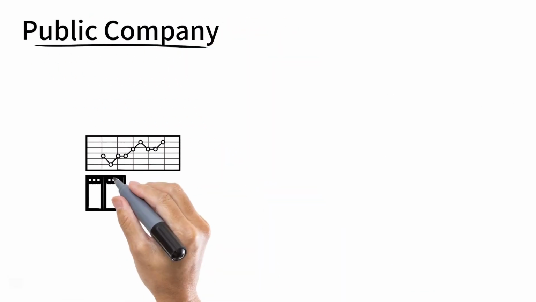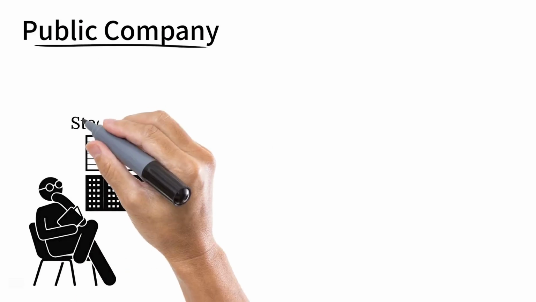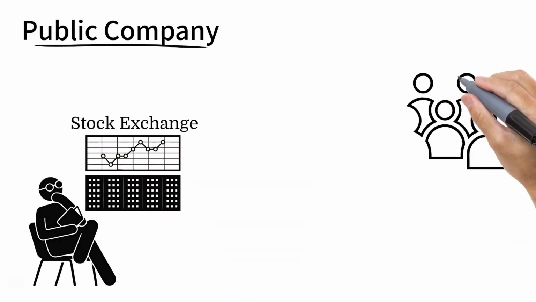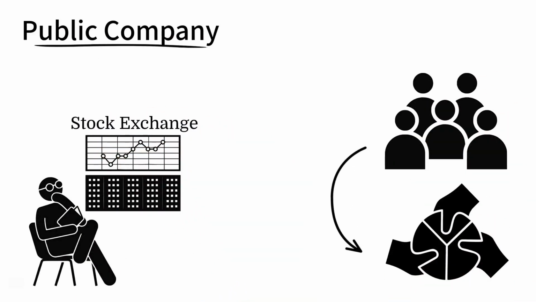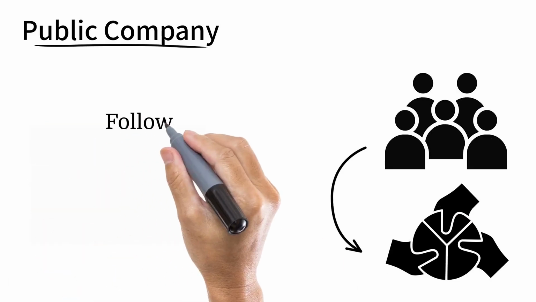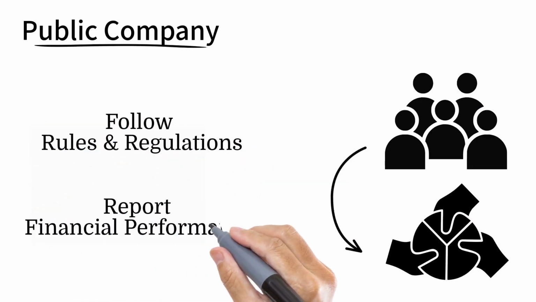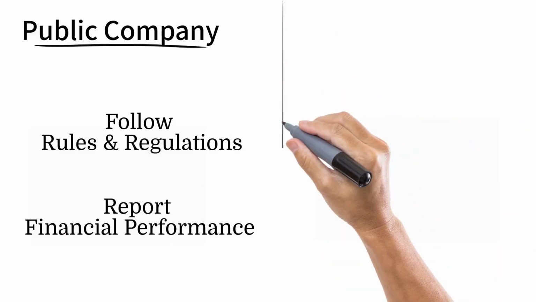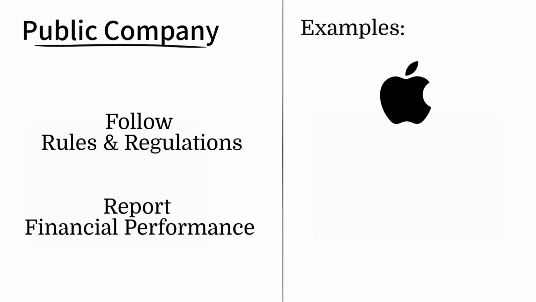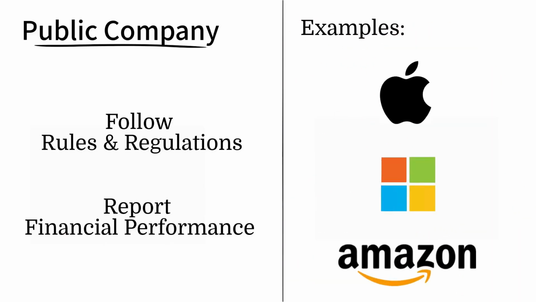A public company is a business whose shares are listed on a stock exchange, which means anyone can buy or sell them. Public companies must follow strict rules and comply with regulations, and regularly report their financial performance. Examples for public companies are Apple, Microsoft, and Amazon.